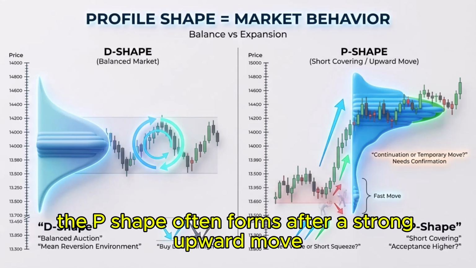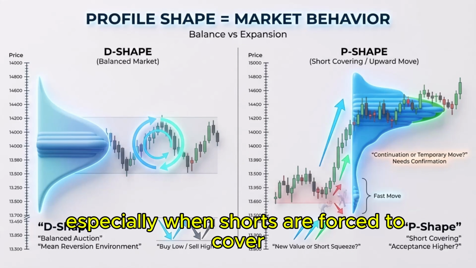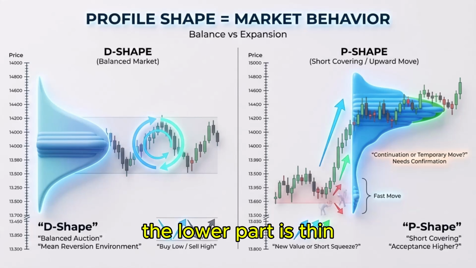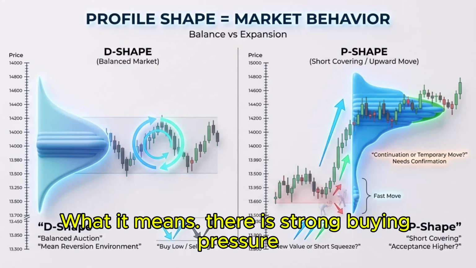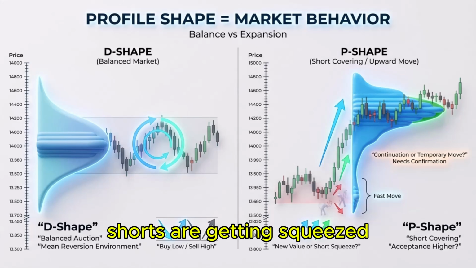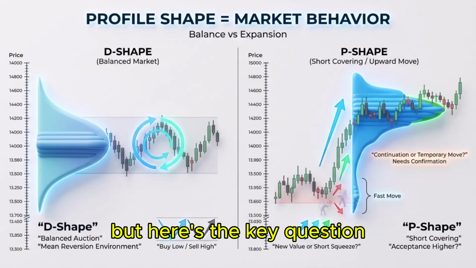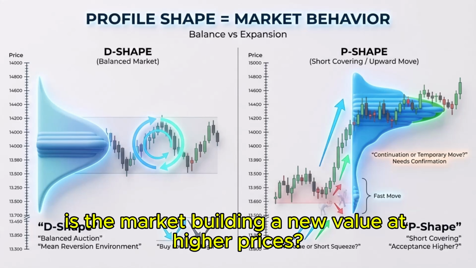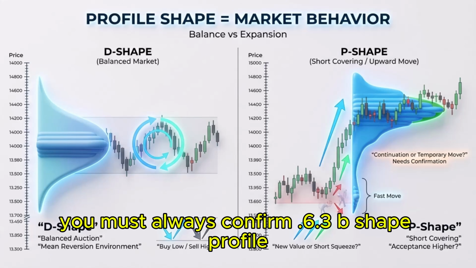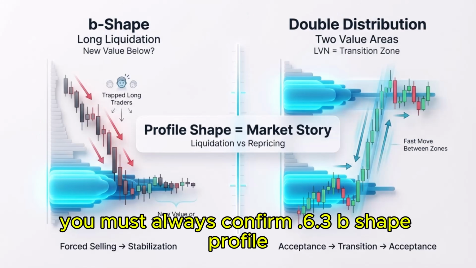6.2 P-shape profile. The P-shape often forms after a strong upward move, especially when shorts are forced to cover. You'll see the upper part of the profile is thick and the lower part is thin. What it means: there is strong buying pressure. Price has been pushed higher. Shorts are getting squeezed. But here's the key question: is the market building a new value at higher prices, or is this just a temporary short squeeze? You must always confirm.